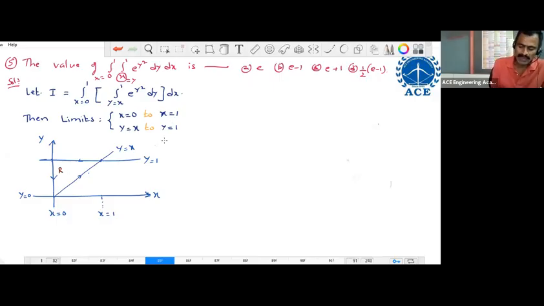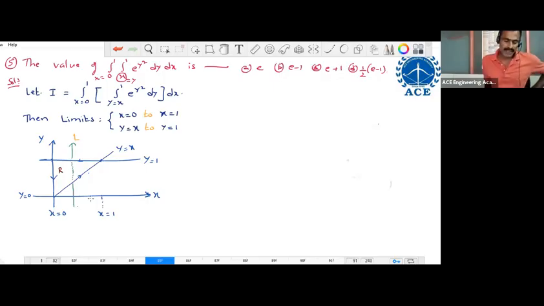Here, the y limits are variable limits. That is why the line must be parallel to the y-axis only. According to the given integral limits, the line must be parallel to the y-axis. When you draw the line parallel to the y-axis, the line enters the region through this curve, so y equal to x is the lower limit only. The same line is leaving the region through y equal to 1. That is why the upper limit is 1 only. And we can draw these lines from 0 to 1. That is why the x limits are 0 to 1 only. According to the limits, this is the diagram.